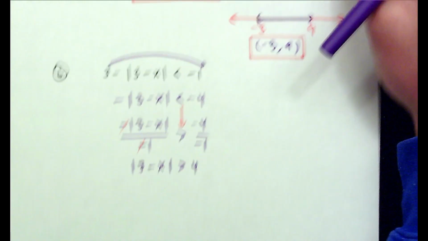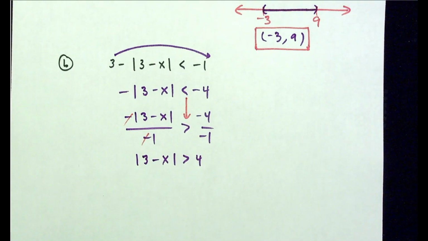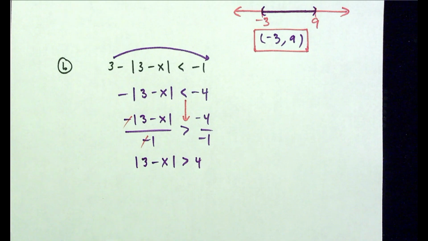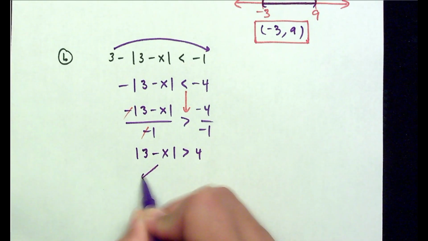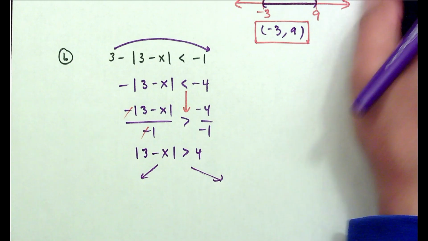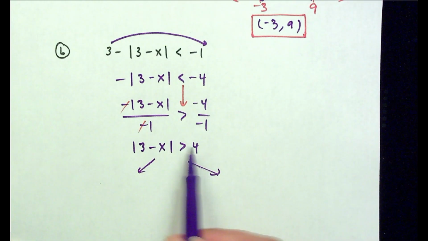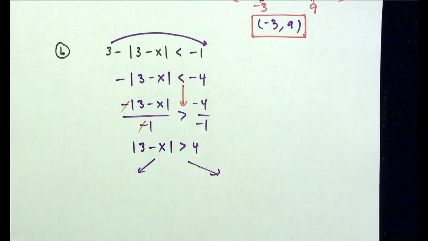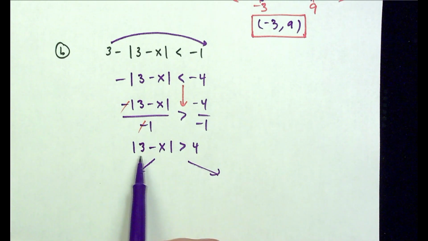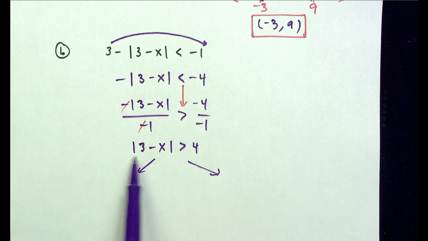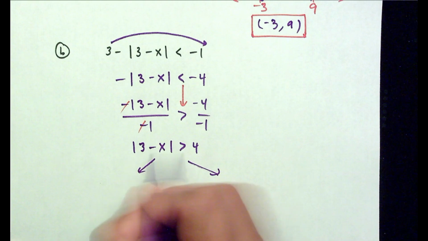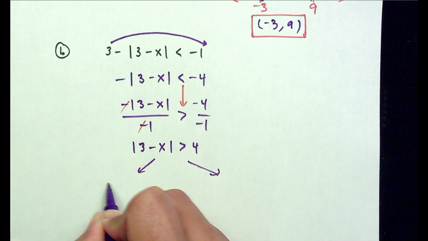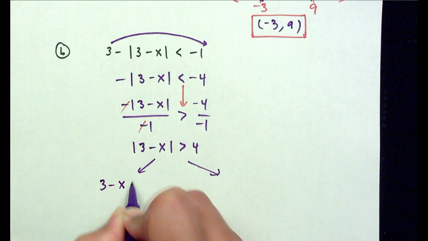And now we're at the point where we have the absolute value isolated, and we have to think, okay, which type of absolute value inequality is this? And this one is the one that splits into 2. So you would get 2 cases from here. First case is what you will get if you just drop the absolute value sign. So we would get 3 minus x is bigger than 4.